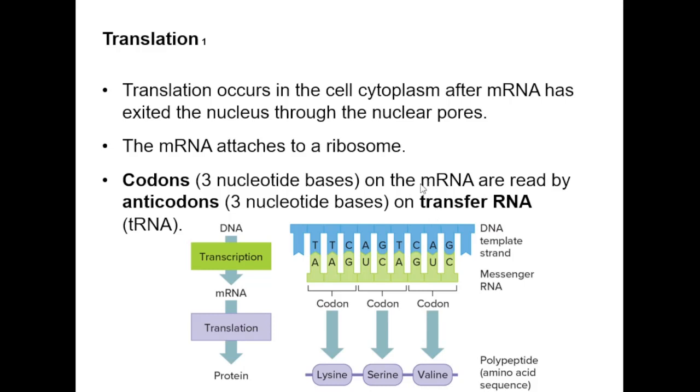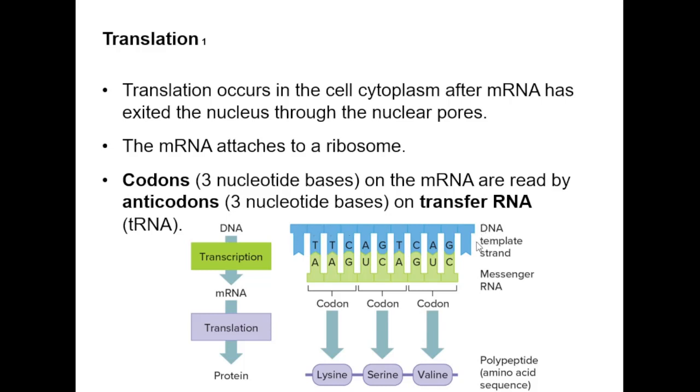Now, your mRNA, which is the copy of the DNA, will be read per 3 nucleotide bases. And when they are read per 3 nucleotide bases, we call that a codon. So let's look at the diagram.